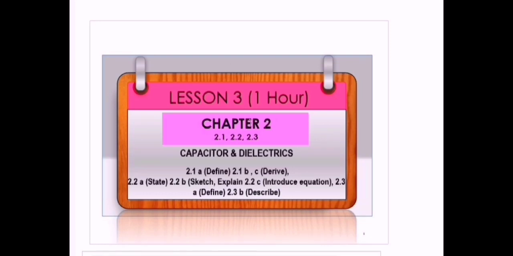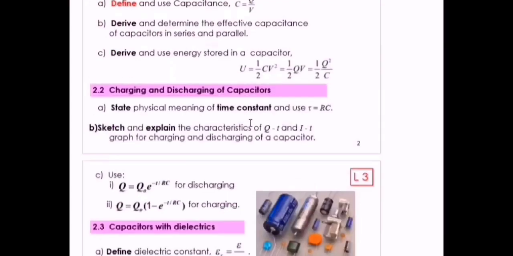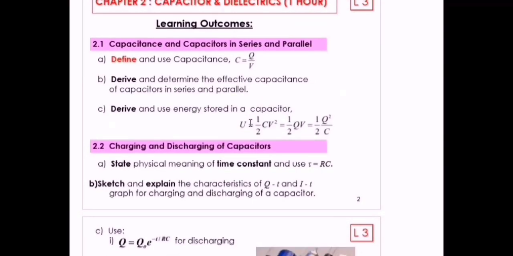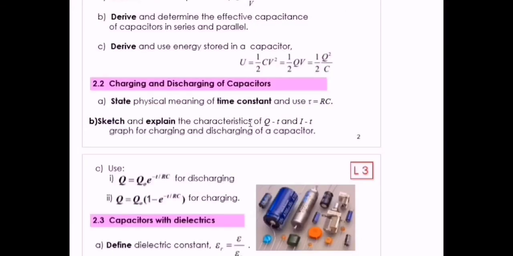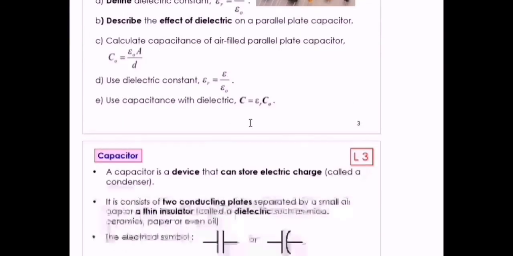Okay, so today we're in lesson 3 in chapter 2. Chapter 2 is about capacitors and dielectrics. There are 3 parts to chapter 2. The first one is capacitors in series and parallel. The next one is charging and discharging of a capacitor. And the last one is capacitors with dielectric.